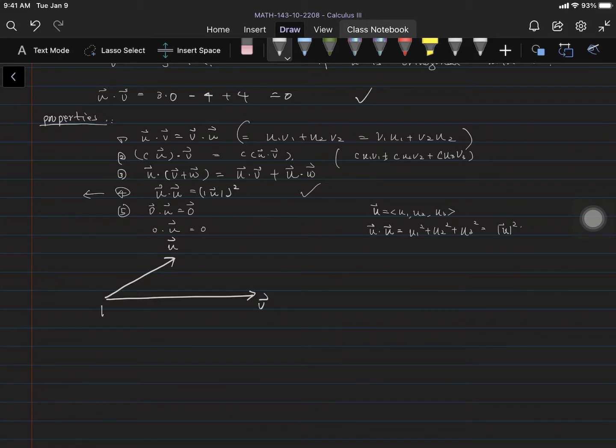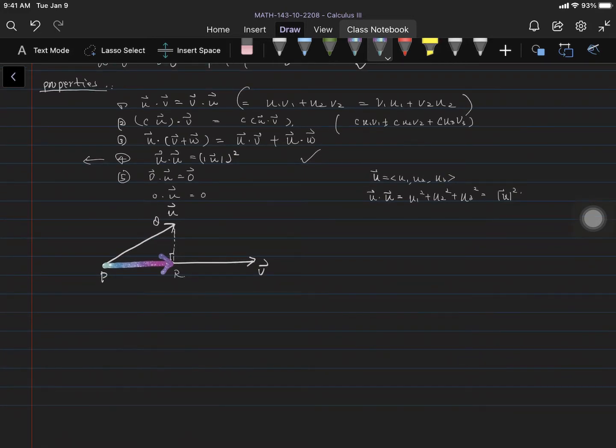If we say the u vector is PQ, and we draw a perpendicular line, we can get a new vector, which is PR, okay? And we call this vector the projection of vector u onto vector v. Now let's take a look at that definition.